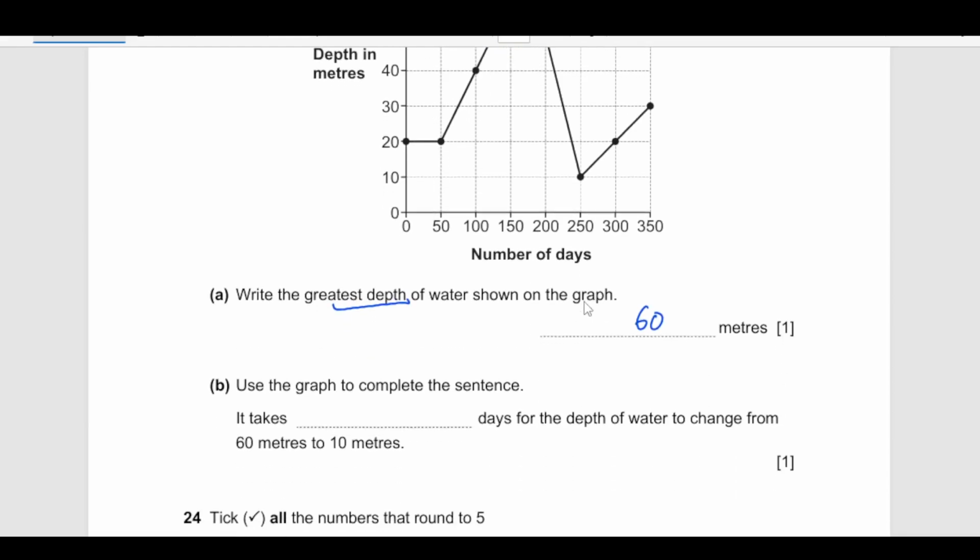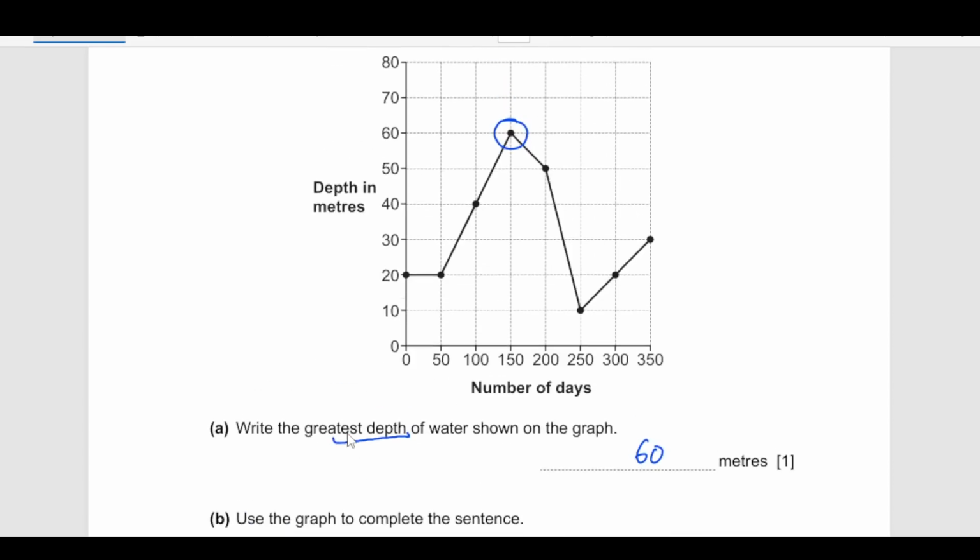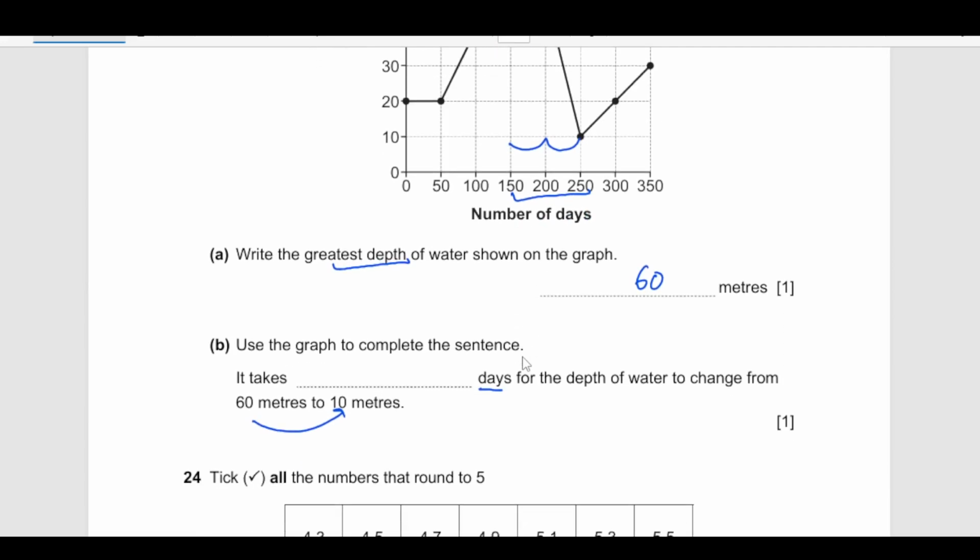Use the graph to complete the sentence. It takes dash days for the depth of water changing from 60 to 10 meters. So 60 is here, 60 to 10 meters. 60 is here and 10 meters is here. So from here to here is like how many days? You see 50 days here and 50 days here. So in total 150 to 250, that is 100 days.